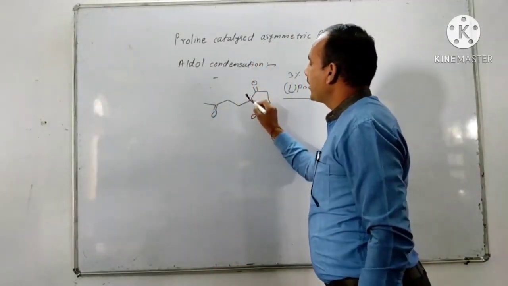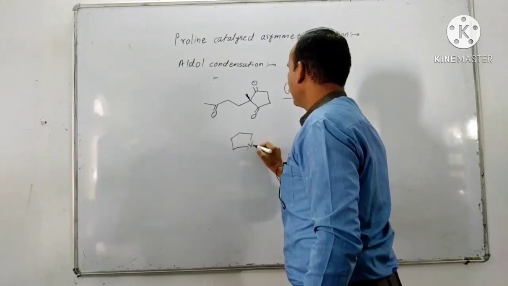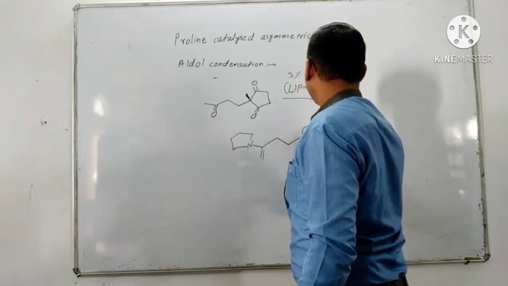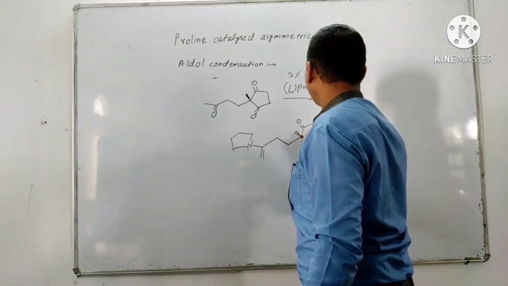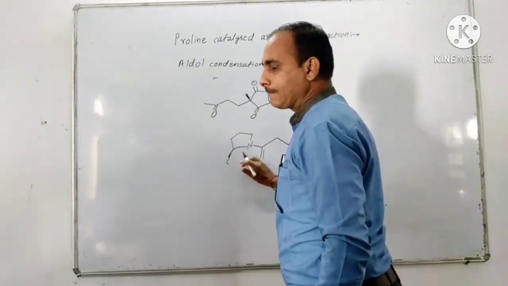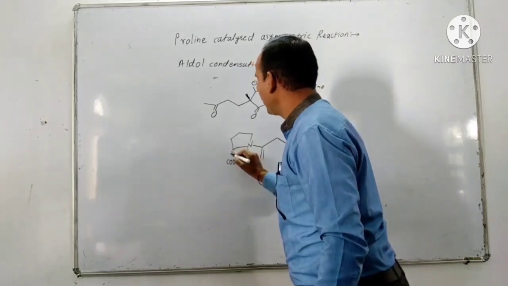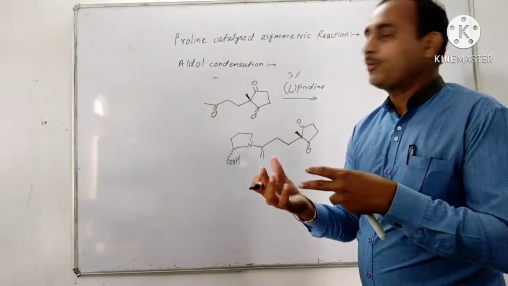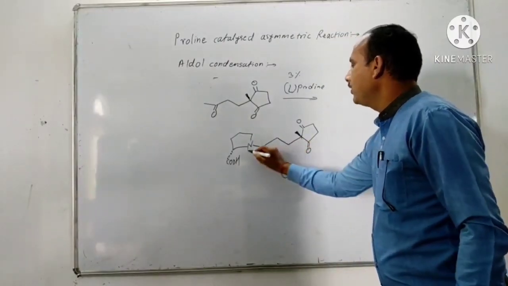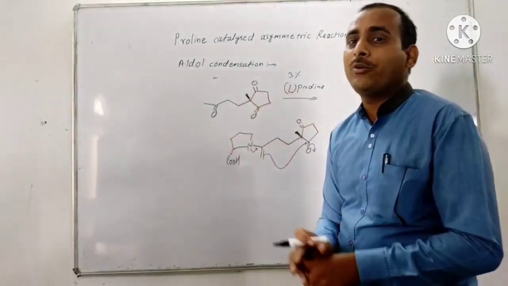Here again there is a cyclization. There is formation of enamine. Now let's see which type of enamine is formed. C double bond O, methyl, and here is COOH. Sorry, it is an L-proline. So this COOH is present below the plane. Now there is a cyclization. This lone pair attacks on the carbonyl to form O minus, O minus takes the proton, and there is formation of OH.